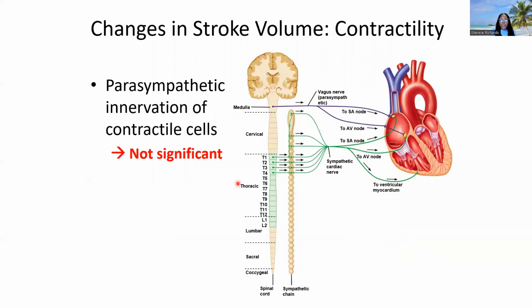Okay, now just to remind ourselves and reiterate here, contractility has no input from the parasympathetic nervous system. There is little to no influence coming from the vagus nerve that affects the actual contractile cells. It is mainly the sympathetic nervous system that can affect how hard those contractile cells are working.